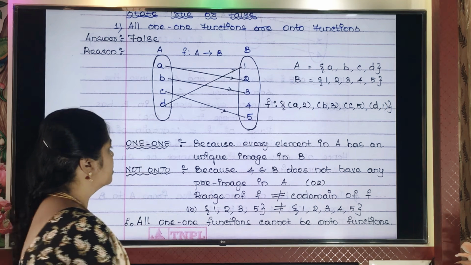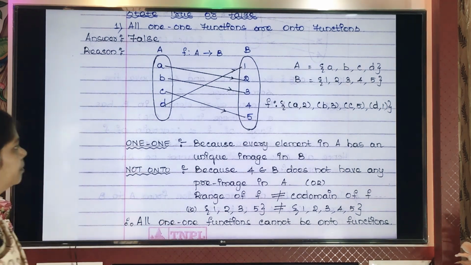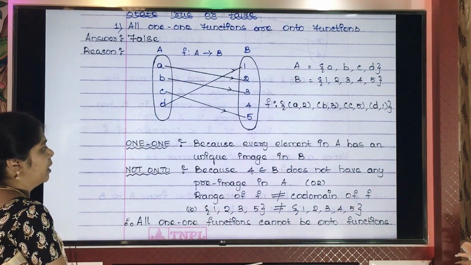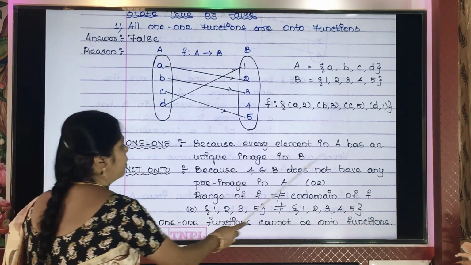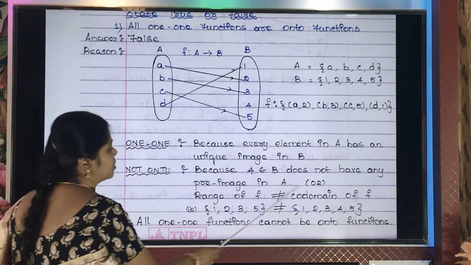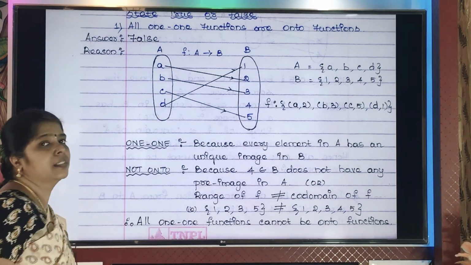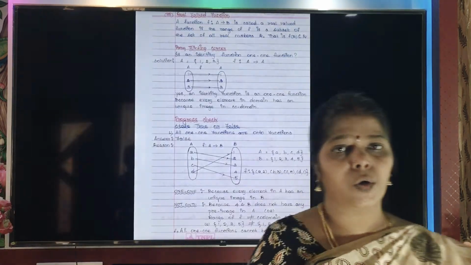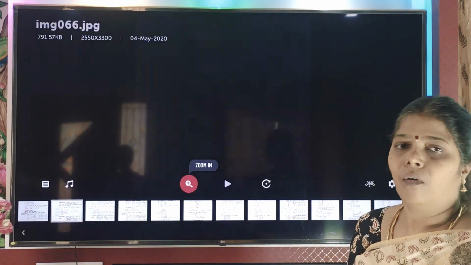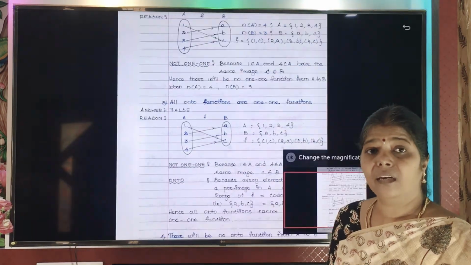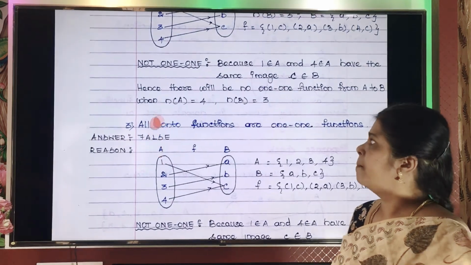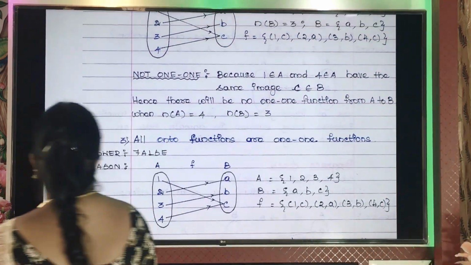Have you understood? That is the explanation I have given here. Every element will have a unique image in B. Therefore, it is 1 to 1. But since 4 will not have any pre-image, or otherwise you can say the range is not equal to the codomain, this cannot be an onto function. So if you get a question, are all the functions which are 1 to 1 onto, the answer is no. Okay.